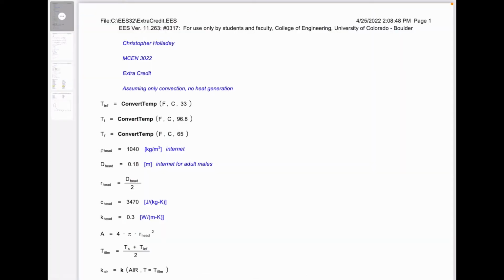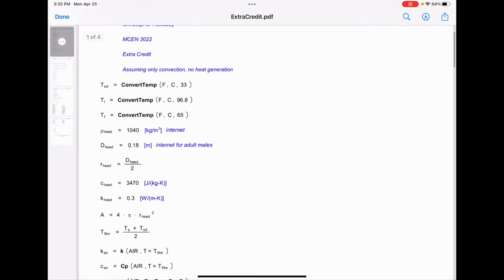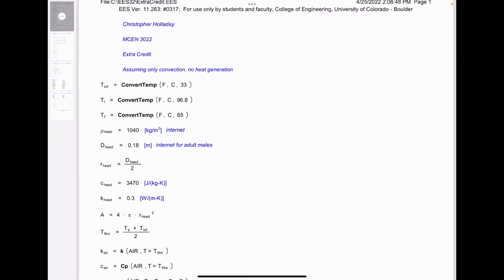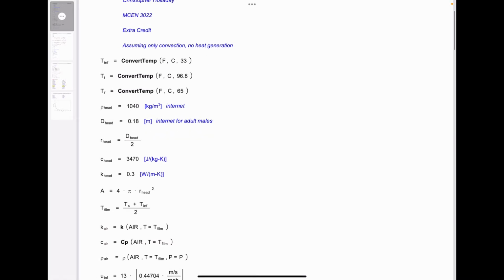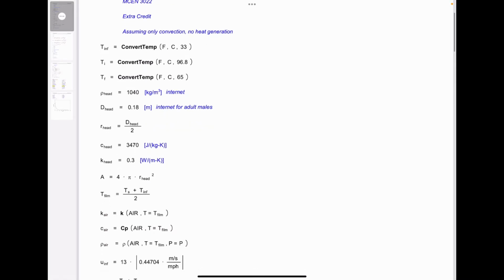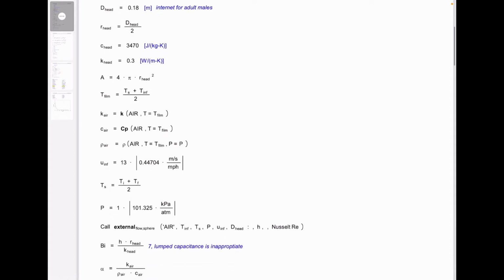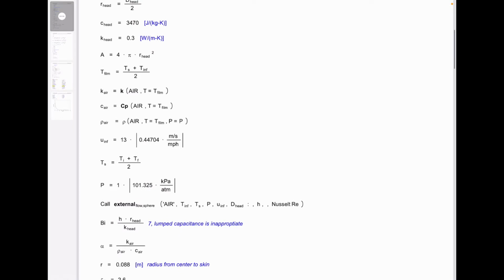Hopping to our EES code, we could do some calculations to see if our experimental data actually fits with our calculations that we would learn in heat transfer. So here you can see we defined our initial conditions. All these properties I looked up just for the body and the head on the internet. We defined a film temperature, a surface temperature. We defined the qualities of the air and the properties of the air for the heat transfer.